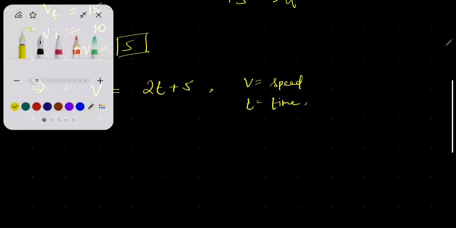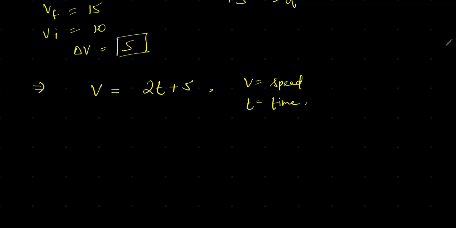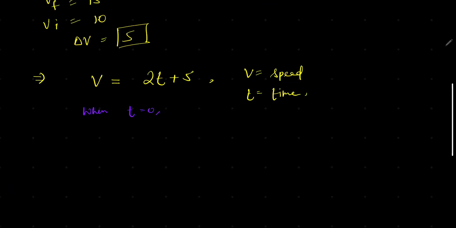Now try to understand, if I am saying that what is the difference in the speed, okay, when t is equal to 0 and when t is equal to 1 second. What is the difference in the speed? What is the change in the speed?